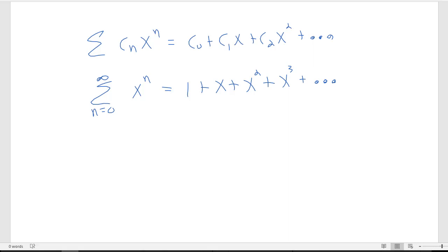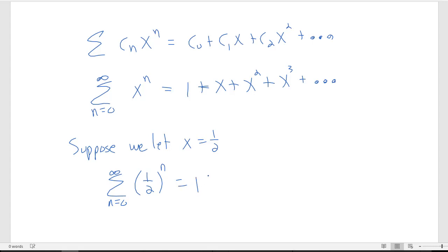So if we look at this particular power series, just like I mentioned a couple minutes ago, we could plug in a specific value of x, and then this takes us back to all of those prior videos. So let's suppose we let x equals 1/2. So the series that we have in that situation is the sum of (1/2) to the n, going from 0 to infinity. And we can see that's going to be 1 plus, again, my x is 1/2.